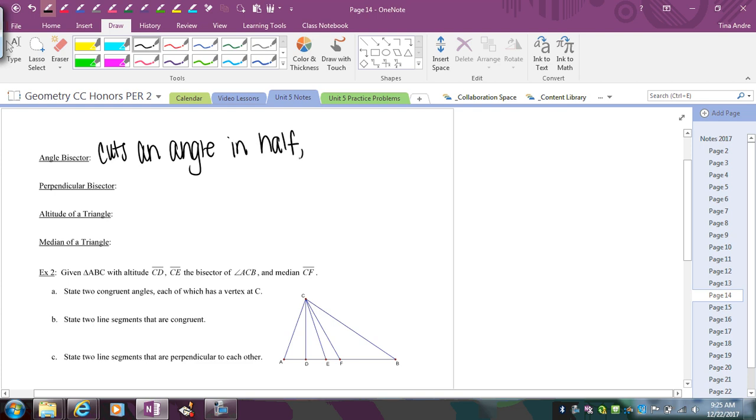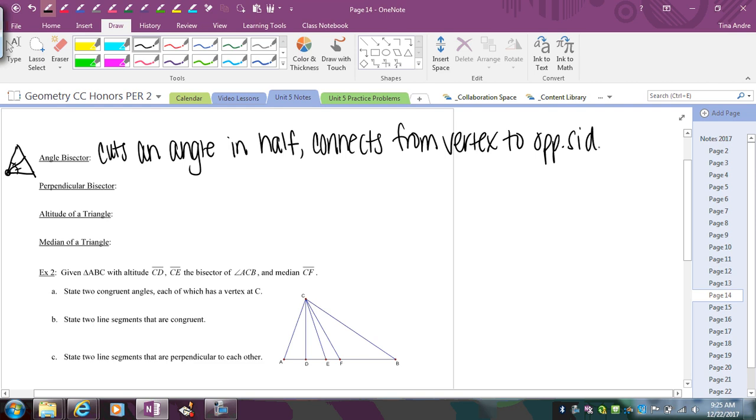But in terms of in a triangle, what is it connecting to? So if you imagine you have your triangle, an angle bisector is always going to go from the vertex to the opposite side so that the angle is being split into 2 equal parts. So connects from vertex to opposite side. So that's where it's located.